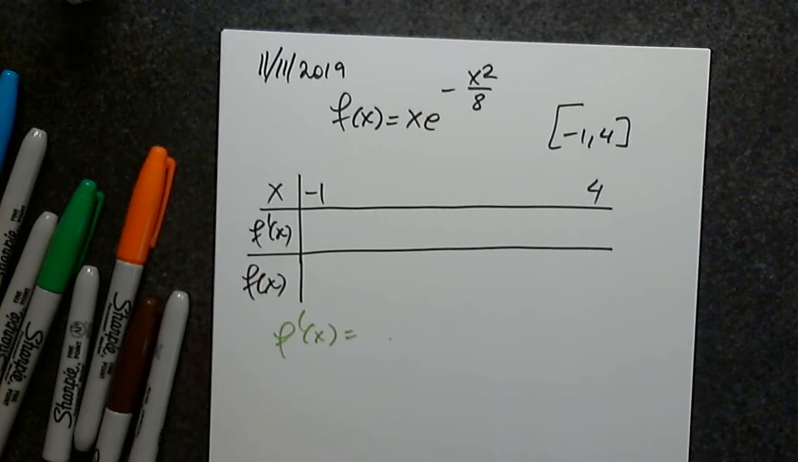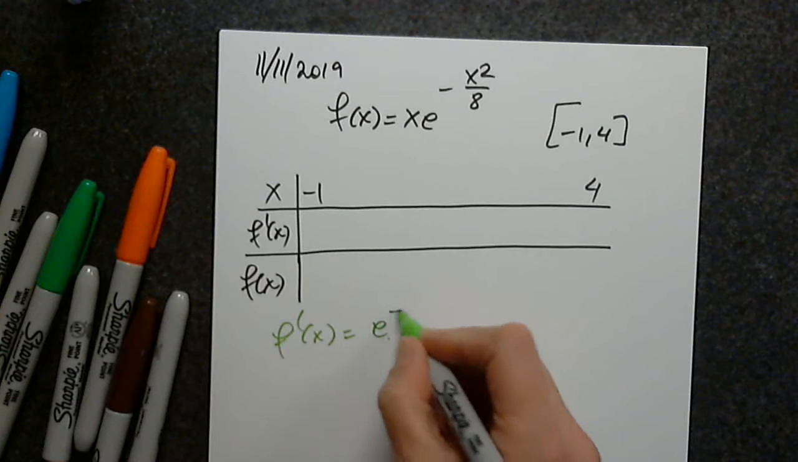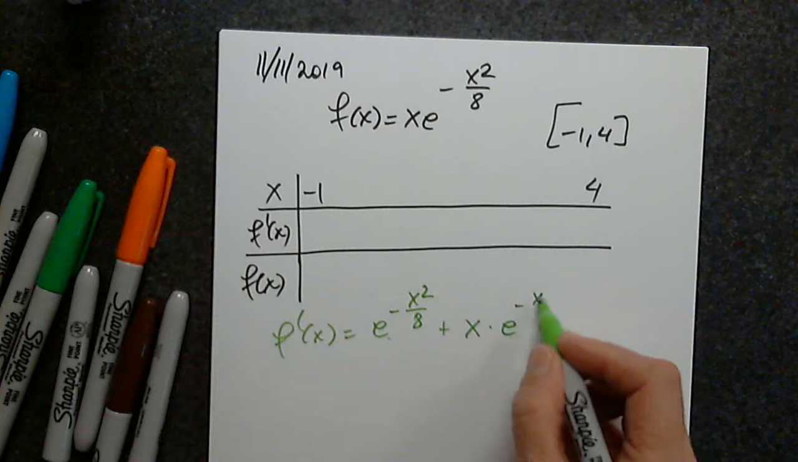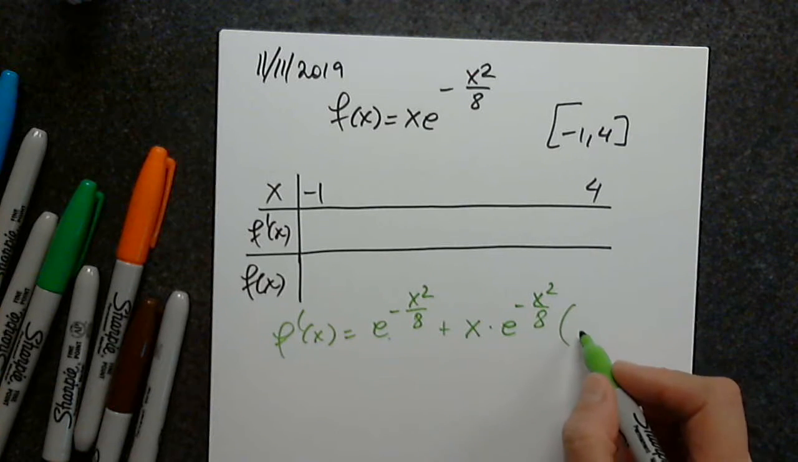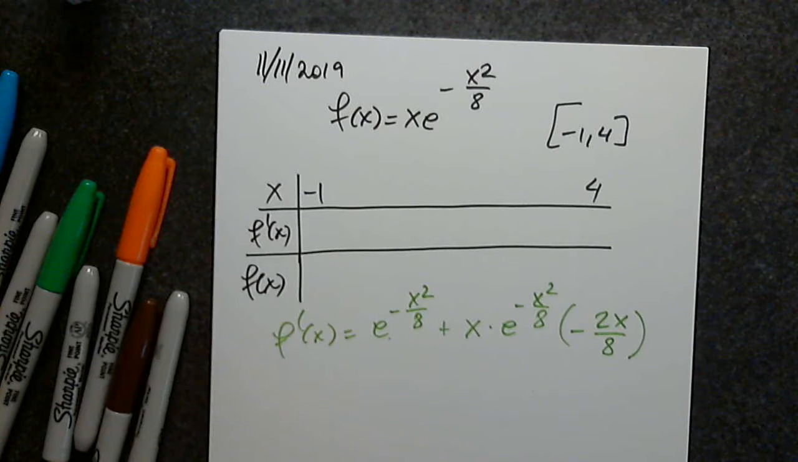So it's a product. When I differentiate x, I get 1 times e to negative x squared over 8, plus x times e to negative x squared over 8 times negative 2x over 8. Yes, it has to be simplified, but for now, I'm going to write it like this. Is this okay so far?